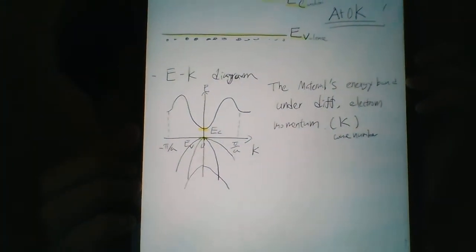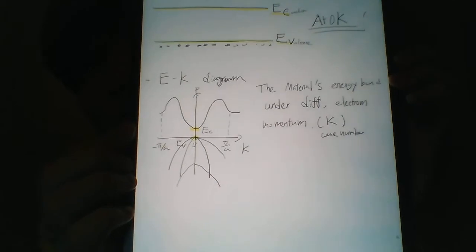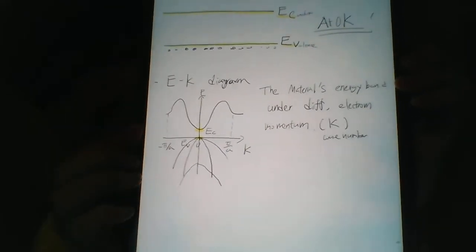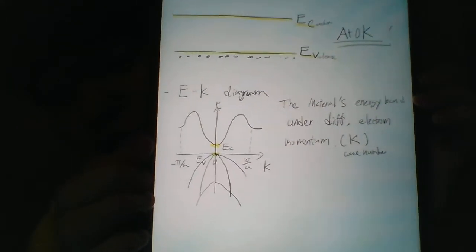So the next thing I'm going to talk about is the EK diagram. What it shows us is the energy bands of a material under different momentum of electrons. Now, why is this important? Well, it's important because it can distinguish certain types of materials, being direct and indirect band gap materials. And I have the picture right here.